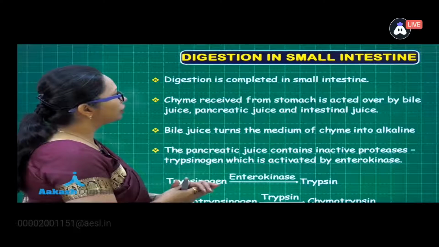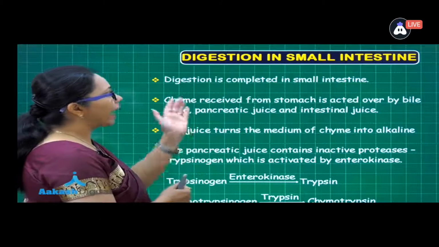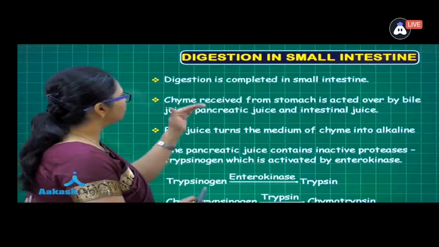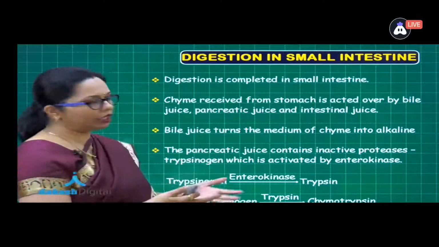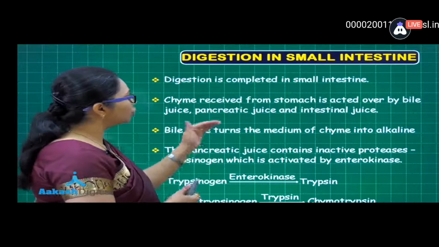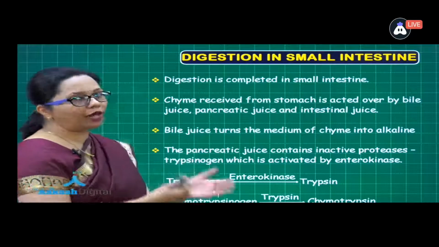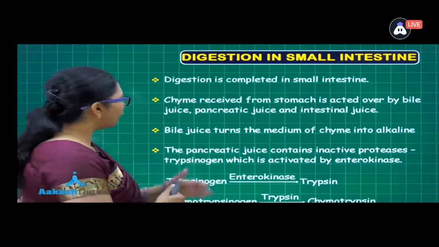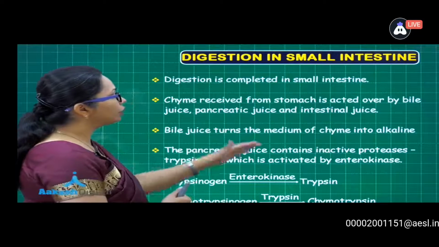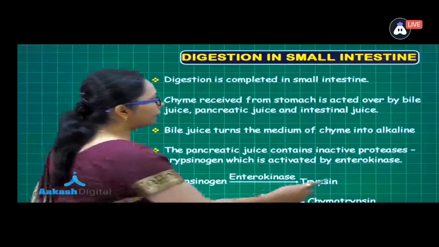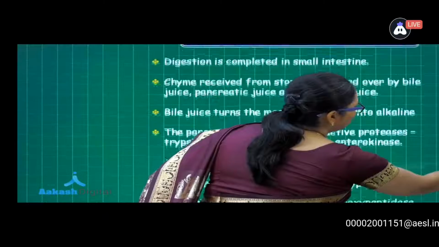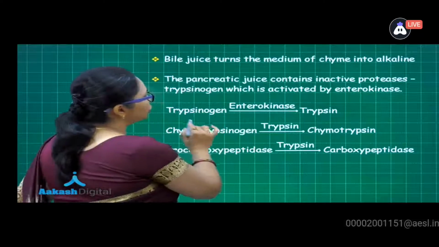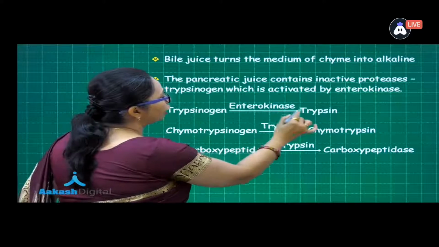So the chyme which is received in the small intestine is acted over by 3 juices, that is bile juice, pancreatic juice and the intestinal juice itself. Now the bile juice turns the medium of the chyme into alkaline, and even pancreatic juice and succus entericus contribute to it. The pancreatic juice contains some of the inactive proteases, and the most important one is trypsinogen. Now this trypsinogen is activated by enterokinase.